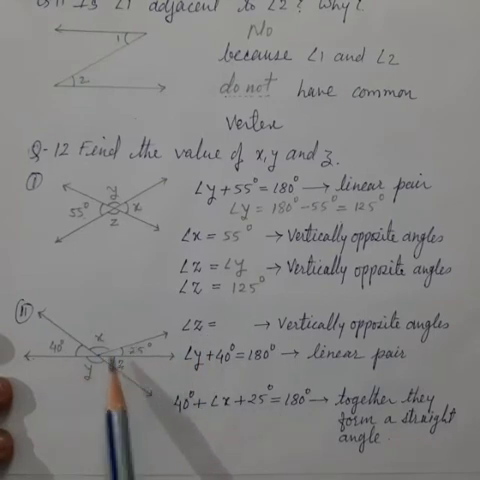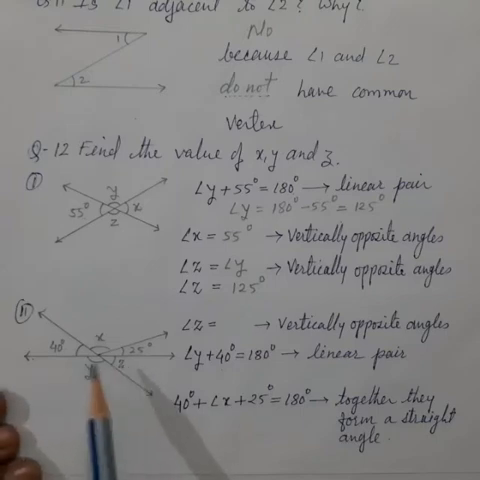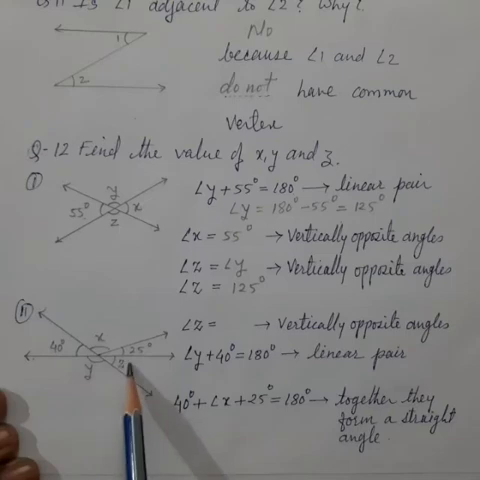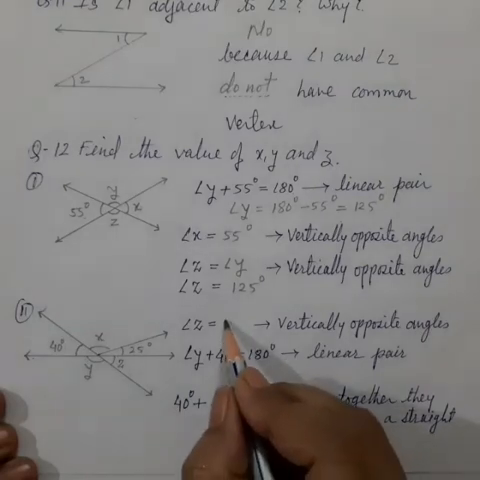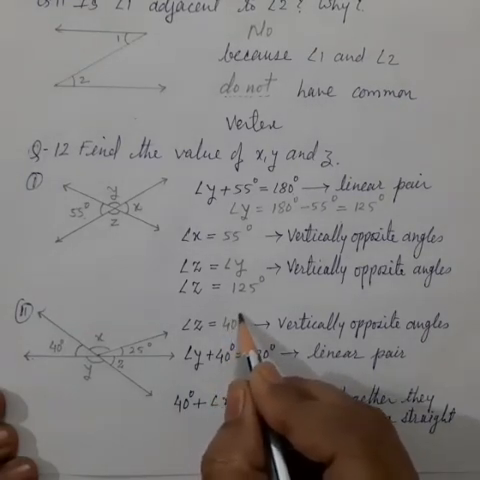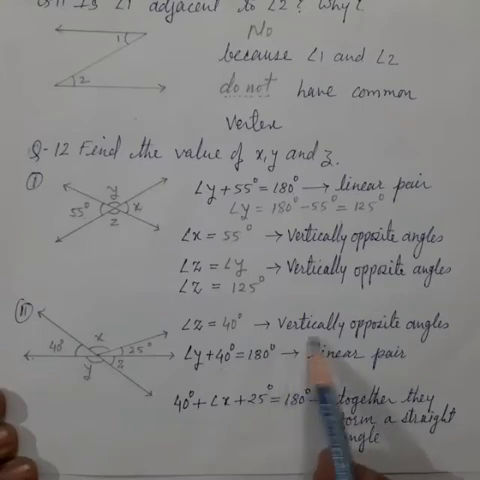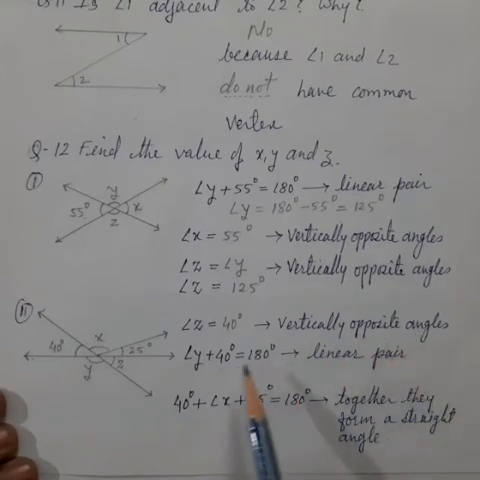Here again we have to find the values of x, y and z. This angle z and angle 40 degrees are vertically opposite angles, and we know the measures of vertically opposite angles are equal. So angle z is equal to 40 degrees. Give the reason: they are vertically opposite angles.